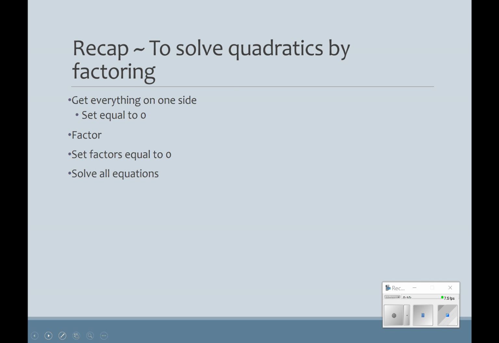So I'm going to recap. To solve quadratics by factoring, we're going to get everything on one side or set equal to 0. We're going to factor and set factors equal to 0. Then I'm going to solve all of these equations.